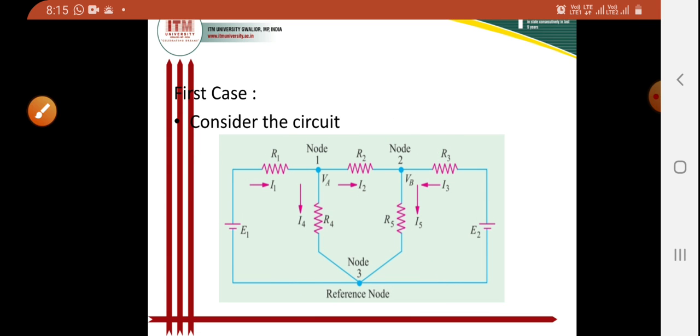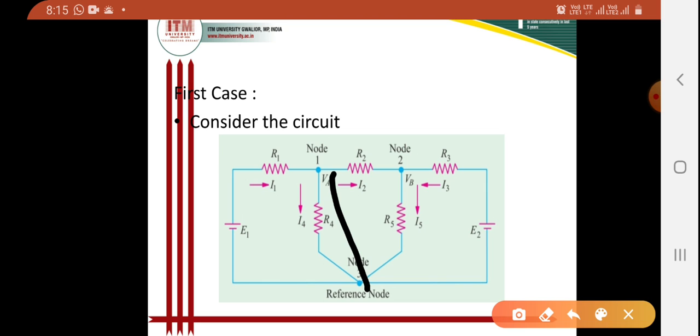So when I am talking about VA, VA is the potential difference between our node 1 and node 3. That is our datum node, and VA is the potential of node 1 with reference to the datum node 3. Similarly, when I am talking about VB, here I am talking about node 2. So VB is the potential difference between our node 2 and node 3, which is our reference node or datum node.